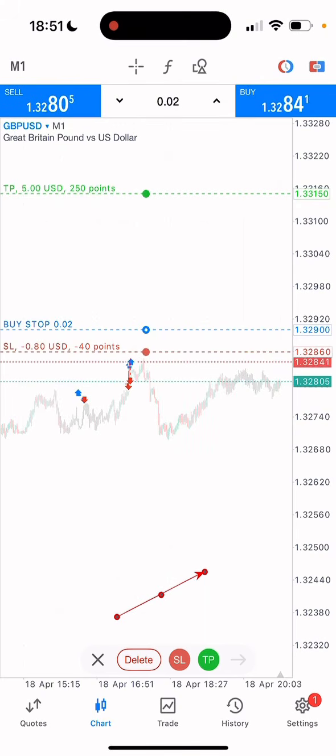Now, is that a good risk? Is it within your trading plan? Yes. Is it within your capital size? Yes. Are you comfortable with it? Yes. So what do we do? We leave it.